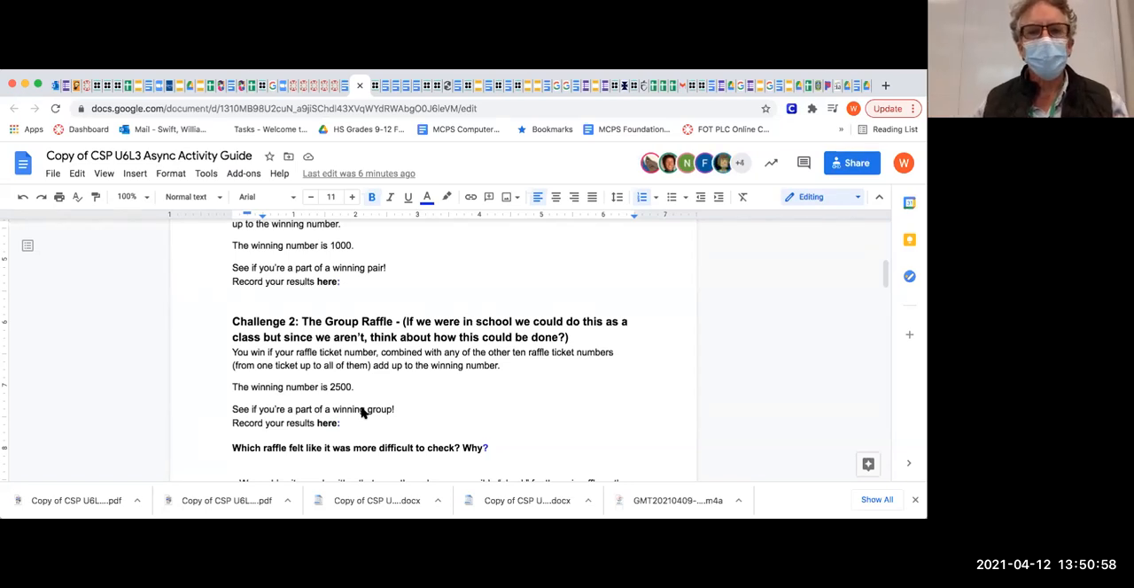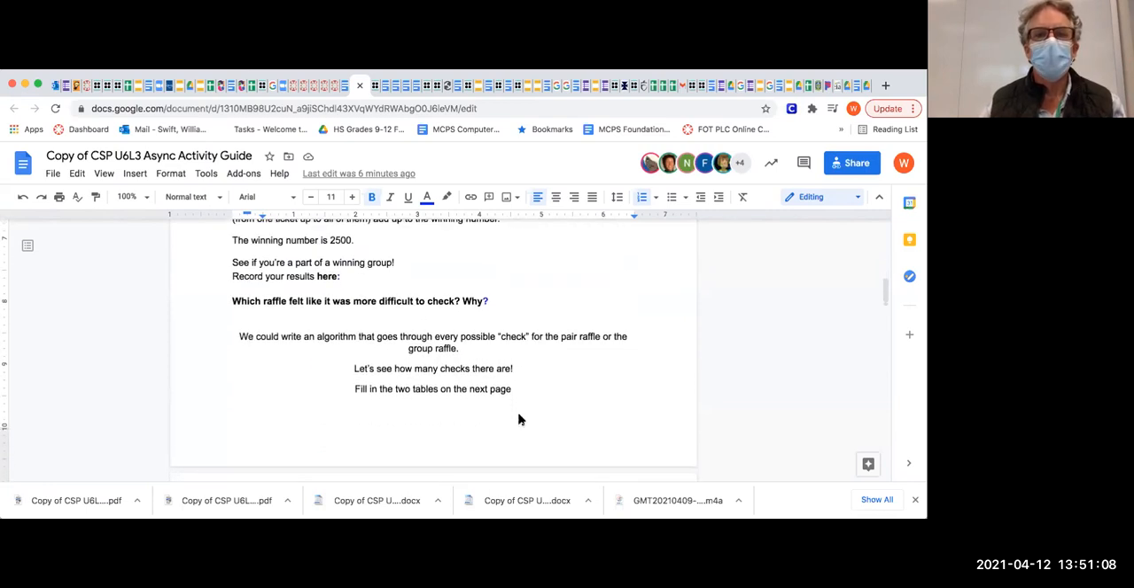Okay. The idea is that it's just a lot more complexity when you're dealing with multiple tickets and a bigger number. Okay? We could write an algorithm that goes through every possible check for the pair raffle or the group raffle. Let's see how many checks there are. Fill in the 2 tables on the next page.